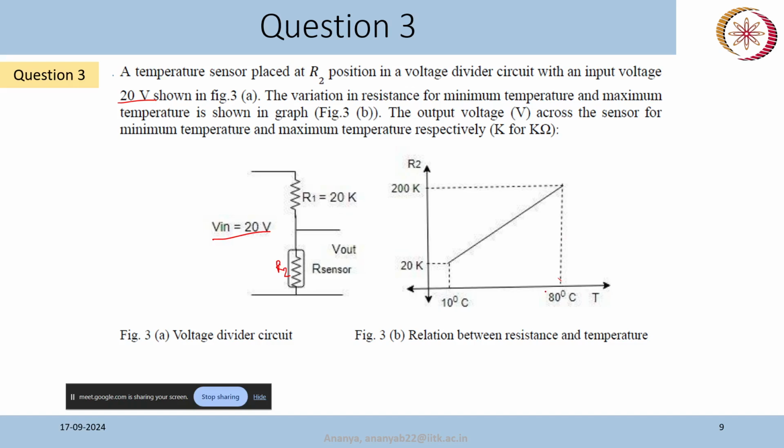Okay, so the output voltage V across the sensor for minimum temperature and maximum temperature, what will be the value? There are a few options. Option A is, for minimum temperature, 10 volt, and for maximum temperature, 18.18 volt. Option B is 11 and 10. Option C is 8 and 9. Option D is 12 and 20. What is the correct answer?